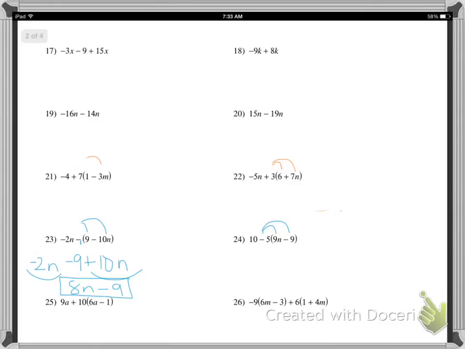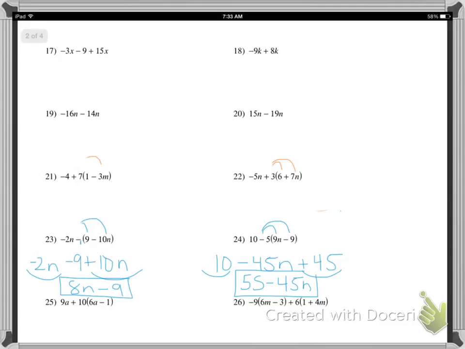negative. Negative 5 times 9n is a negative 45n. Negative 5 times negative 9 is a positive 45. Bring down the 10. Combine like terms. 10 and 45 is 55 minus 45n. Final answer.